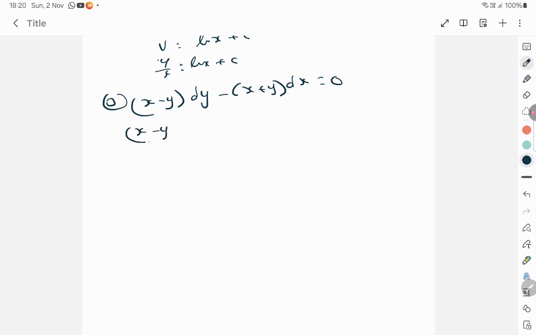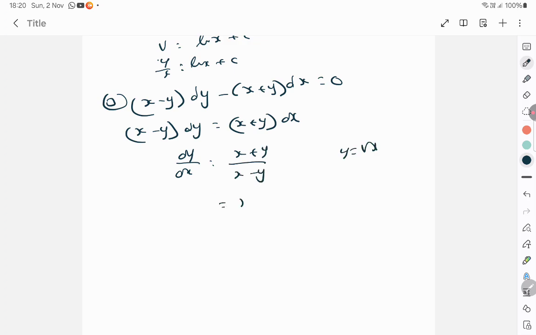So you will write x minus y into dy is equal to x plus y into dx. Correct? You will write then dy by dx is x plus y by x minus y. You put y is equal to vx. So you get x plus vx by x minus vx, where x will get cancelled: 1 plus v by 1 minus v. On the left side you can write v plus x into dv by dx, where v can be taken to the other side.